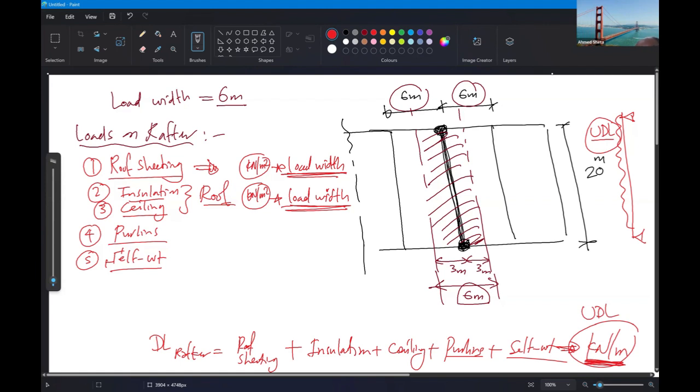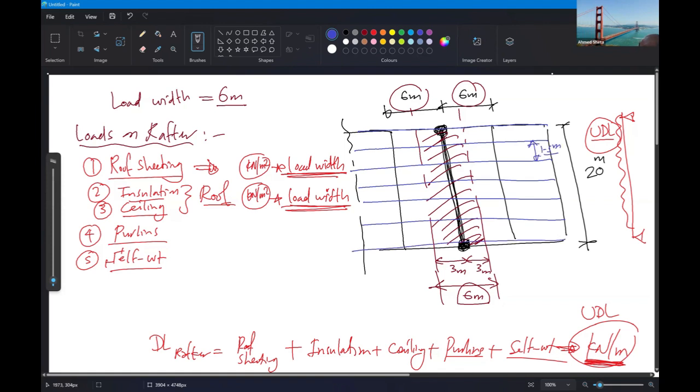So the purlins will be found based on the given spacing, right? The spacing of the purlin is given. So for example, it is 1.5 meter, I think, if I remember. So what you need to do is find the weight of one of them, and then multiply by the number, divided by the length of the rafter. So the weight of one purlin.